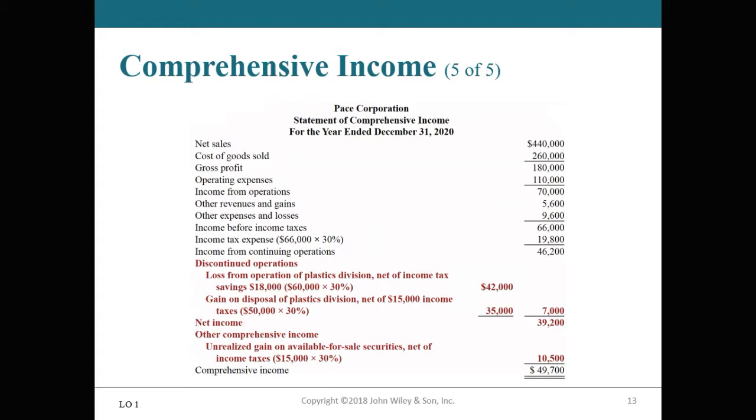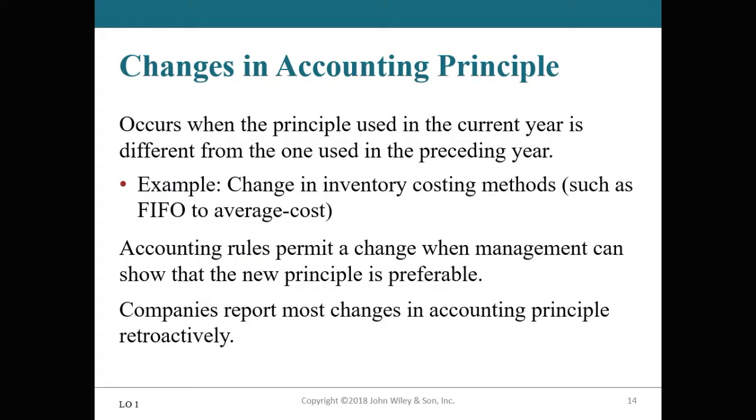The other comprehensive income, which we do report as an inclusive nature, however, it is not reducing our net income in this period, has an unrealized gain on available for sale securities net of income taxes of $10,500. So this is income we're not going to be taxed on yet, but we're expecting to be.